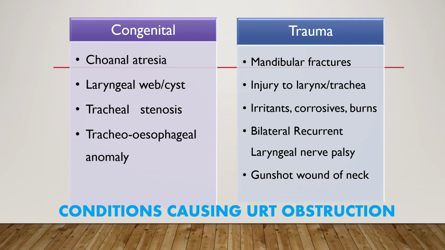So we go into details of the conditions causing upper respiratory tract obstruction. Sometimes tracheostomy is indicated in babies where they have congenital issues such as choanal atresia, laryngeal web or cyst, tracheostenosis, tracheoesophageal anomaly. Trauma can also cause upper airway obstruction. For example, severe mandibular fractures, trauma to the larynx or trachea, irritants, corrosive burns which cause severe edema of the upper airway, trauma that causes bilateral recurrent laryngeal nerve palsy, and gunshot wound to the neck.